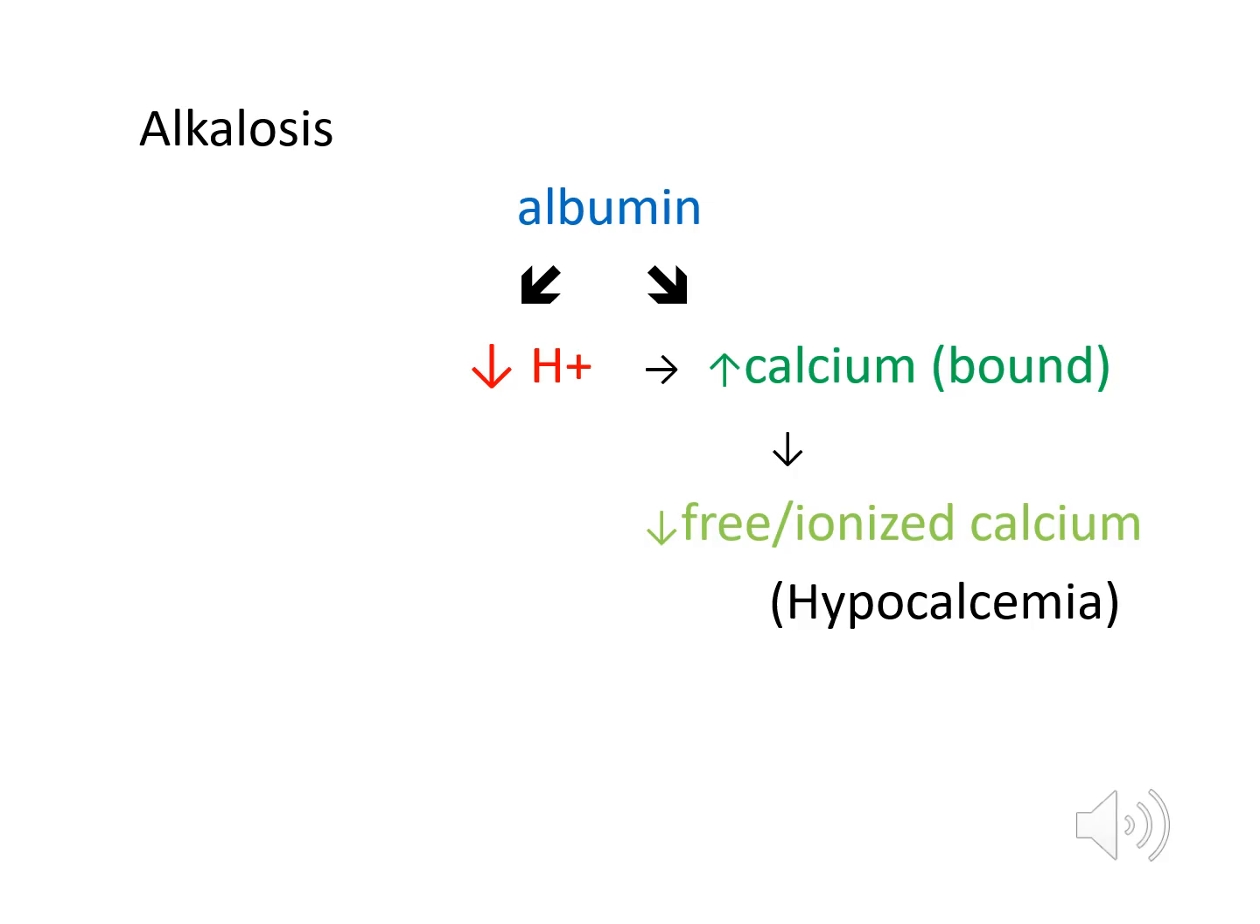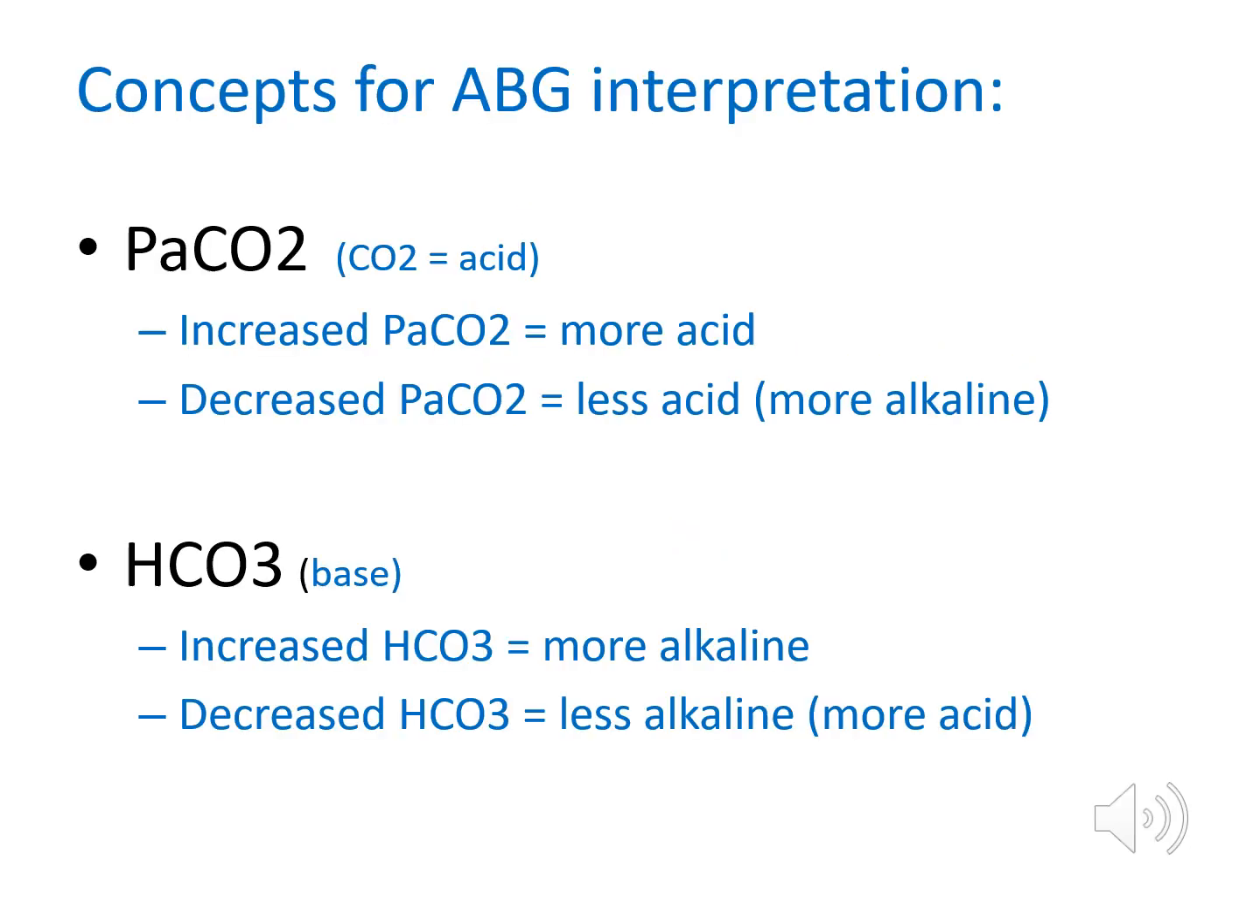Okay, so that's just one example of how electrolyte balance and acid-base balance are interrelated. But it's enough to give you the idea of the fact that there are these connections between the two. Does that make sense? All right, let's talk about some major concepts for interpreting ABGs.